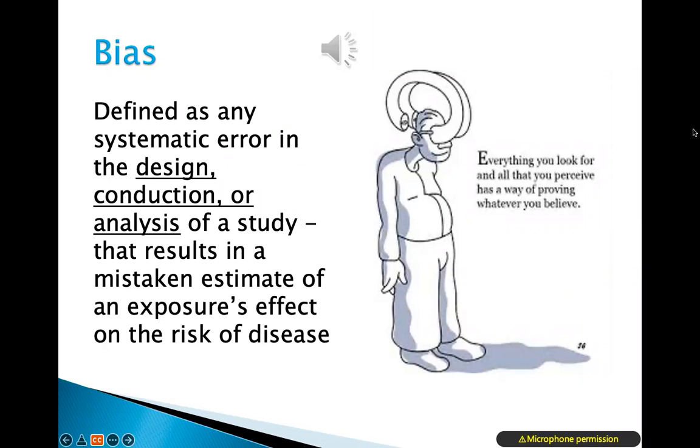This slide follows closely after our introduction. It introduces the concept of bias, which is defined as any systematic error in the design, conduction, or analysis of a study. This focuses on how important it is to pay attention during the design and implementation phases of a research study. Because if you don't catch the systematic errors until the analysis of the data, it's going to be very hard to fix it at that point.